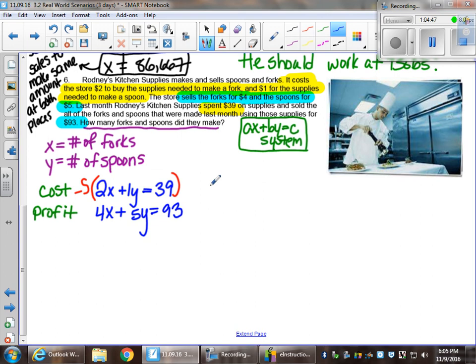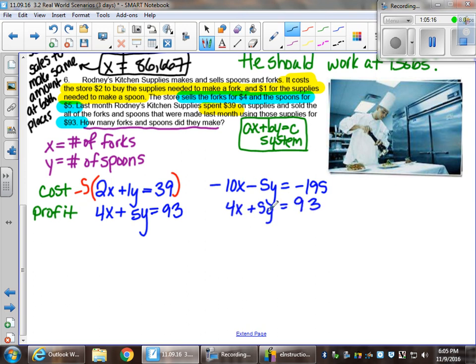Negative 5 times 2x is negative 10x. Negative 5 times a positive y is a negative 5y equals 39 times negative 5. Go ahead and use your calculator. What's 39 times negative 5? I get negative 195. The profit equation, we didn't touch it, so that's going to stay 4x plus 5y equals 93.